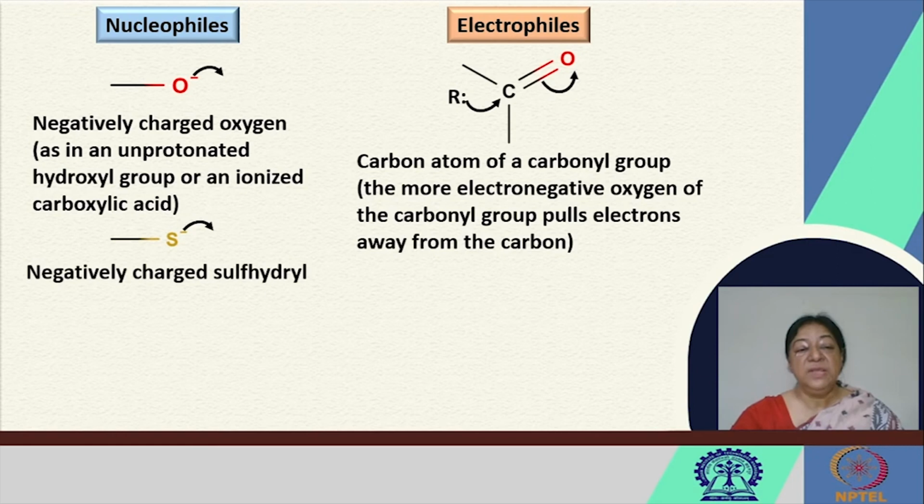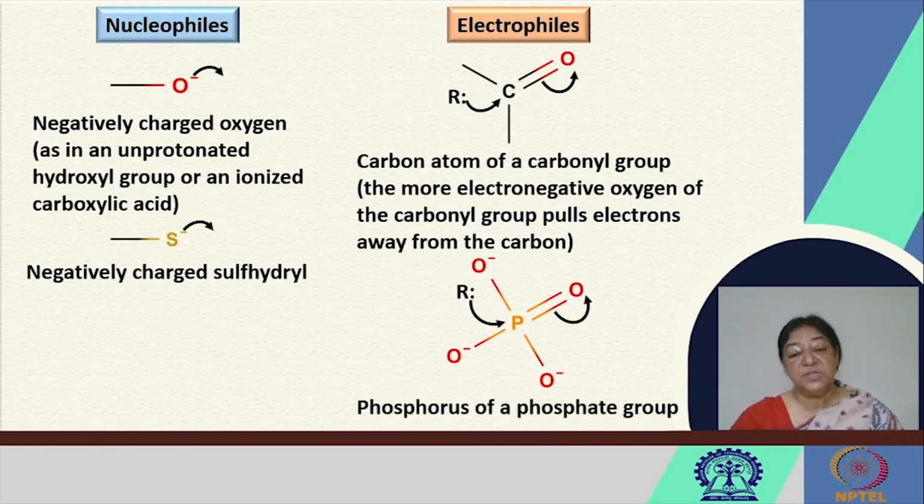We have the negatively charged sulfhydryl group, which would be a nucleophile. We can have this particular phosphorus of a phosphate group. That would be an example of an electrophile, and also a carbanion.